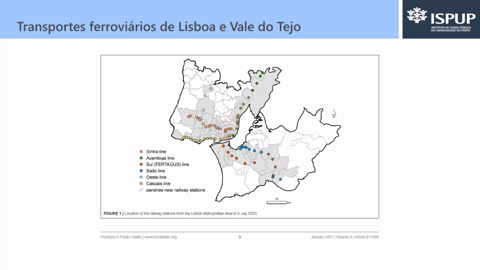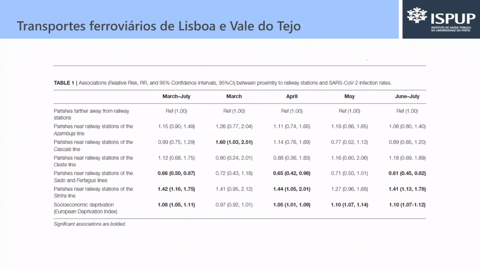We tried to use a surrogate, an ecological study, to see if the people living close to the lines, who would maybe use the train lines more, had a higher rate of infection. We did this to have at least some information, and we arrived at results showing that in reality this depends on the line and on time. For example, in March, the region close to the Cascais line was the one with more risk. But in April, May, and June, the region with more cases was close to the Sintra line. So you can see there was an interaction between the regions, time, and the line they were close to.